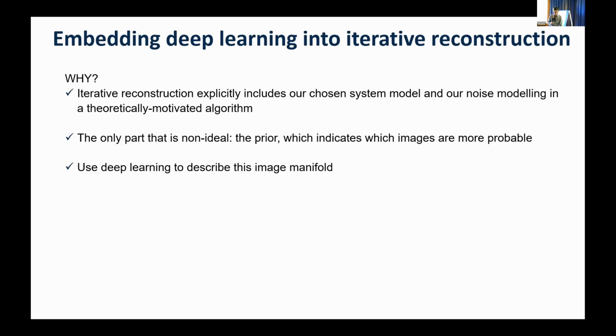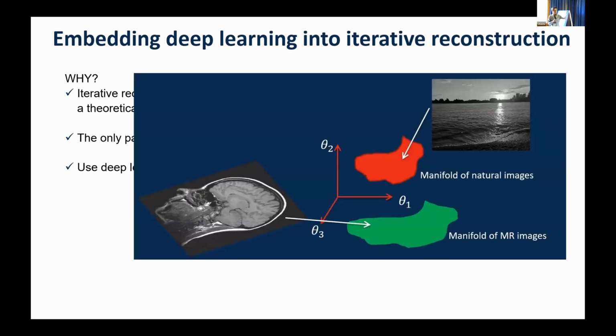Okay, so what we're going to do then is use deep learning. We can use deep learning to describe which images are more or less probable. And so that's where we talk about the idea of the image manifold. And what I mean by an image manifold, here is a very arbitrary example.